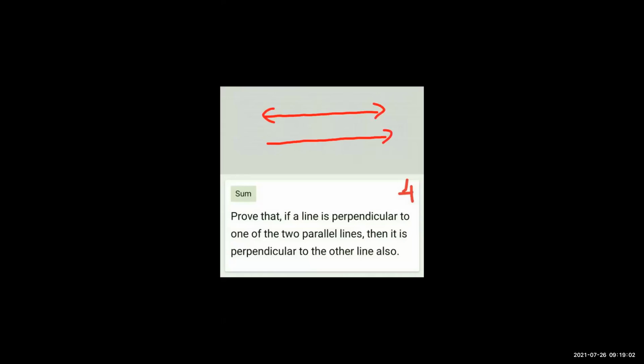Okay, and I draw here one line that is perpendicular to the first line. Perpendicular means the angle formed will be 90 degrees. So the same line will also be perpendicular to the next line. We have to show this angle is 90 degrees, so then that will be perpendicular to the second line also.